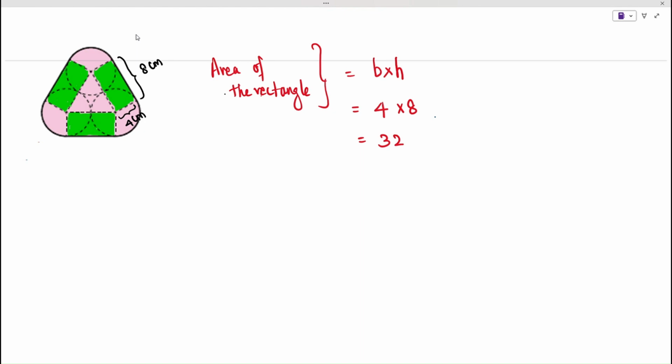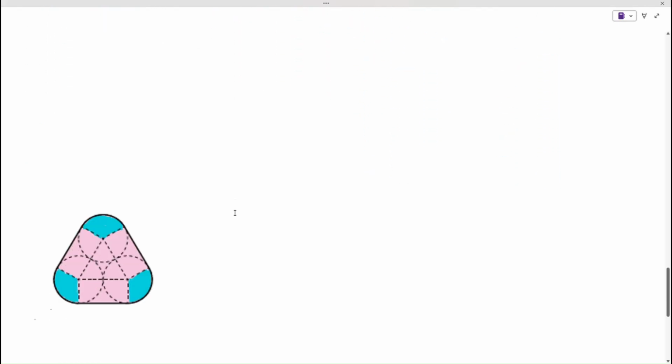Now, there are 3 rectangles here. So what we can do is we can multiply 32 by 3. And so this gives us 96 centimeters squared. And so this is our first part of the areas. Now we're going to move on to the sectors of our circle.